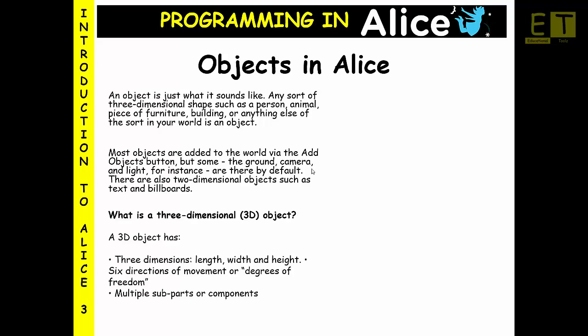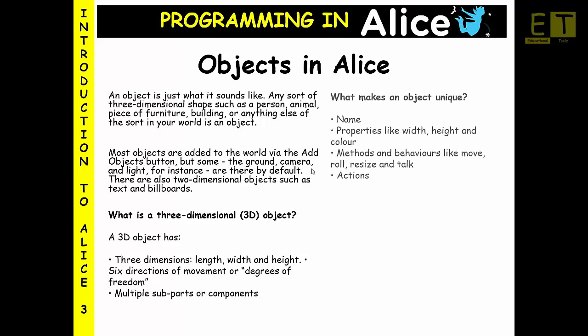So some of you may be thinking now, what is a three-dimensional object? A 3D object has 3 dimensions, and this was one of our key words: length, width, and height. It has 6 directions of movement or degrees of freedom and multiple subparts or components. What makes an object unique? The name, the properties like the width, height, and color, methods and behaviors like move, roll, resize, and talk, and the actions of the object.